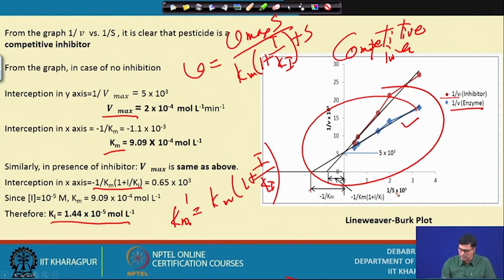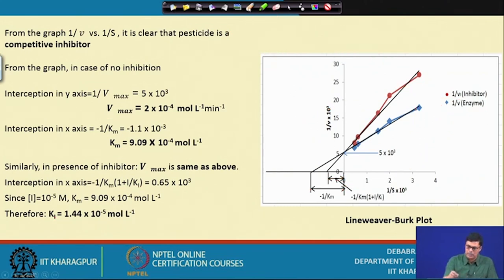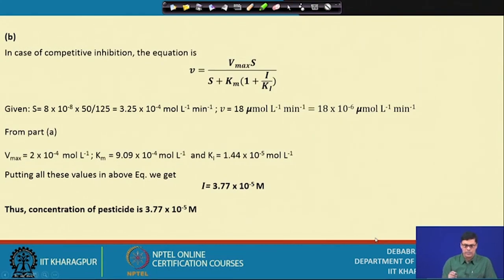Here we can directly find 1 by Km value, with inhibition and without inhibition. So we do not have to calculate; directly from the graph we can take these values, put them in, and find the value of Ki. Ki is not very difficult to estimate. Now, the next part, as I told you, the last part is very interesting: you have to find out what the pesticide concentration is.